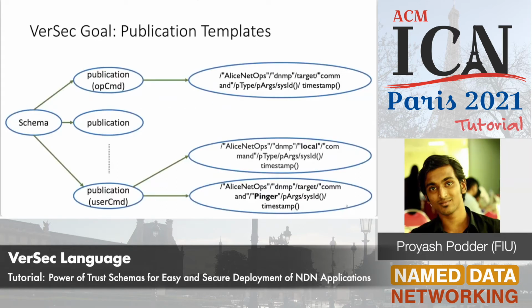Okay, so as Alex mentioned in the previous slide, we would like to have some publication templates, and we also have to show certification tags, like the relationships between names, like who can sign what. So here is an example of one of the VerSec goals, which is to define the publication templates. In the example, we can see that a schema can have multiple publications, and we can have a template for those. The publication of operator command needs to follow this template: LSNet, ops, DNMP, target, command, p-type, prc, cid, and timestamp. And another publication, the user command, can follow either one of these two templates.